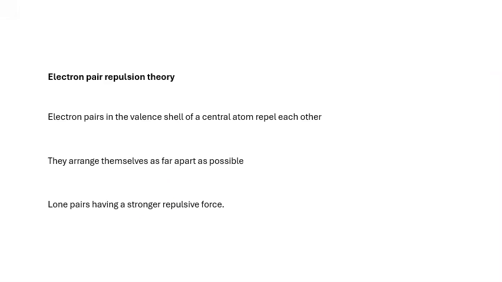Electron pair repulsion theory. That's what it's called. What's that then? Well, electron pairs in the valence shell of the central atom repel each other. Okay, and they arrange themselves as far apart as possible. And lone pairs, we know what lone pairs are by now, don't we? Have a stronger repulsive force.